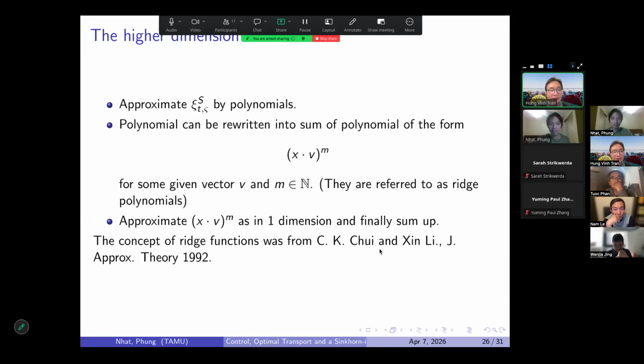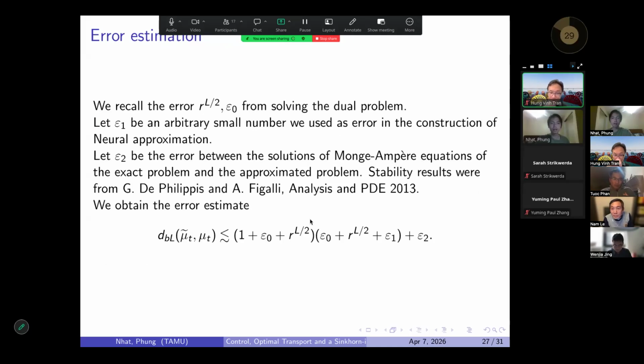I think yeah. So the idea is that after we use the Dirichlet polynomial, we have a neural network using this form for higher dimension as well. So we can solve it for many dimensions.